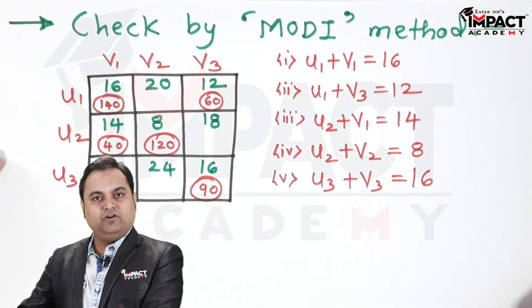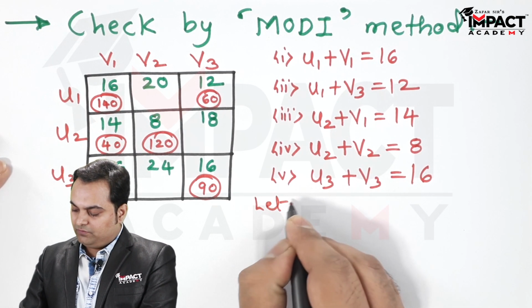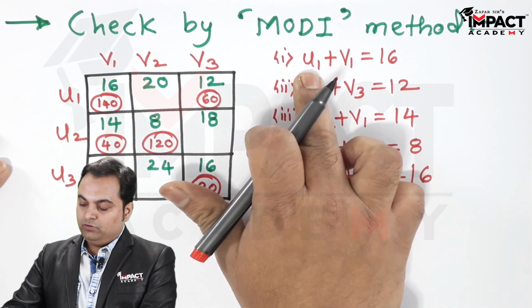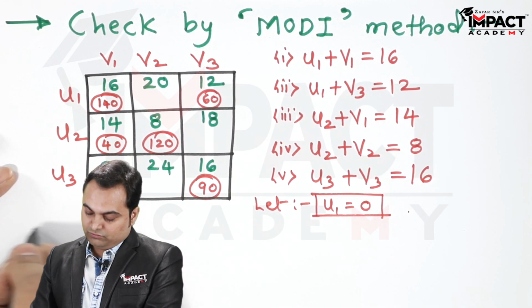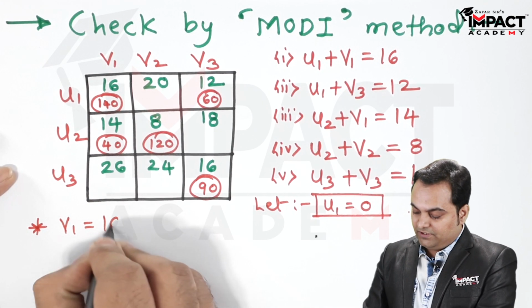So we can take any one of them as 0. So here I'll say let u1 is equal to 0. If I'm taking the u1 value as 0, v1 is 16. So I'm writing the values over here, that v1 is 16.